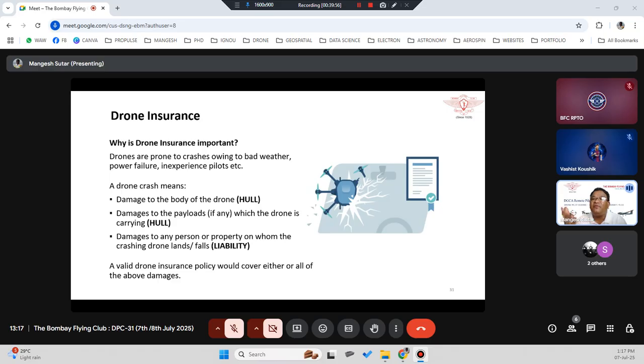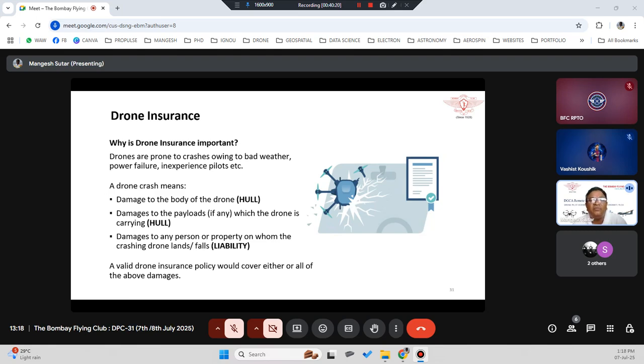Okay, even the famous international singer, what is his name? I forgot his name. I think Ricky Martin or somebody got hit by a drone when he was performing. A flying drone came near him. He tried to catch it. The propeller hurt him and his fingers were injured.